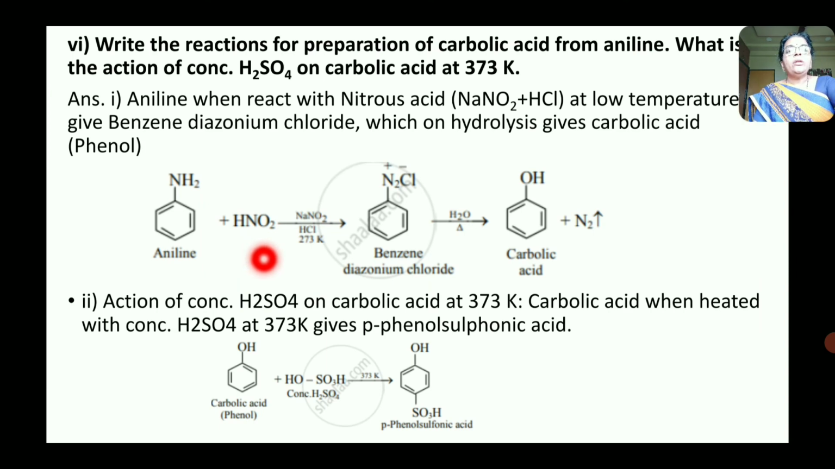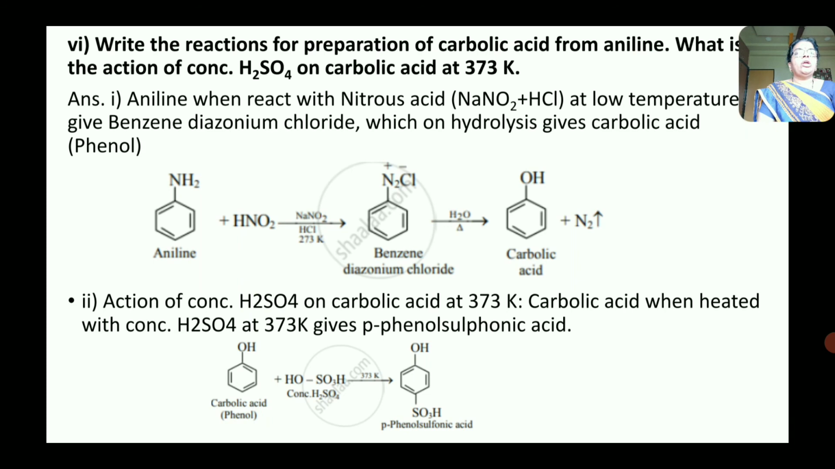And when reaction between this aniline and nitrous acid is carried out, then formation of benzene diazonium chloride takes place. Now here this is benzene ring which is attached to N2Cl. This nitrogen atom possesses positive charge and here Cl minus possesses negative charge. This is a salt, benzene diazonium chloride. That is formation of this salt takes place. And this benzene diazonium chloride, when it undergoes acid hydrolysis, formation of phenol takes place with evolution of nitrogen gas. This is phenol or carbolic acid.